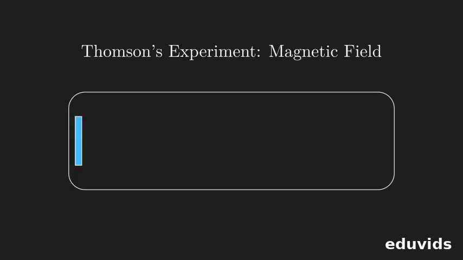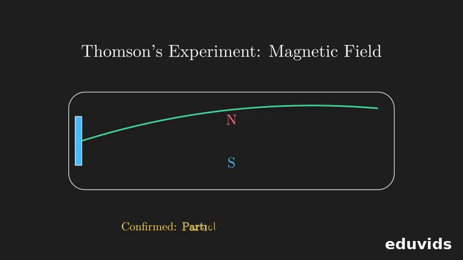Next, Thomson applied a magnetic field using external magnets to the same cathode ray. He found that the rays were also deflected by the magnetic field. The direction of this magnetic deflection further confirmed the particles were negatively charged.